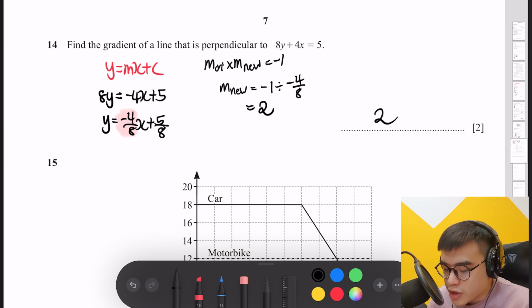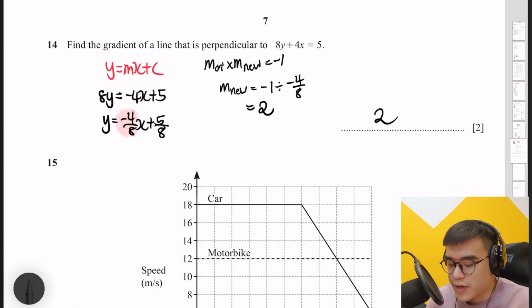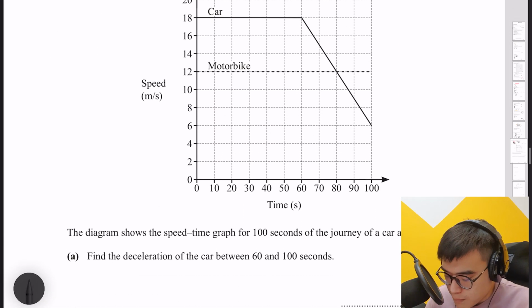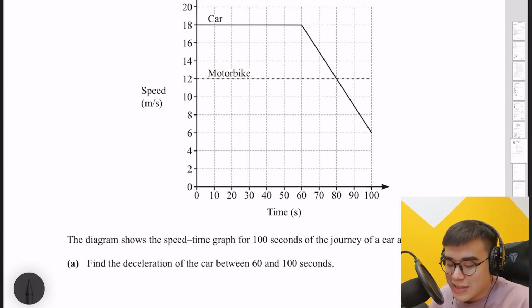As for question 15, this is actually a speed-time graph again. Find the deceleration between 60 to 100 seconds.